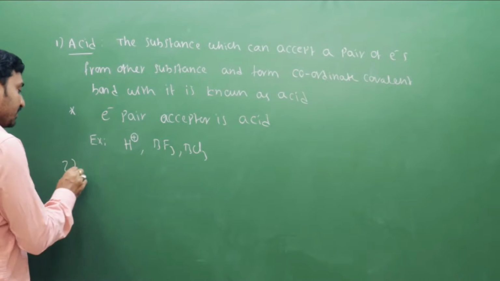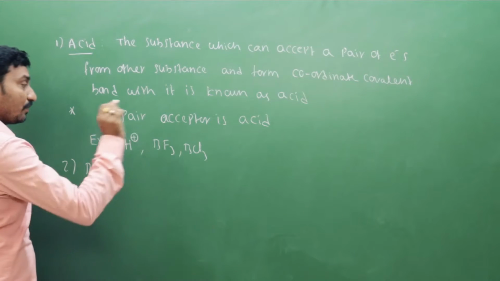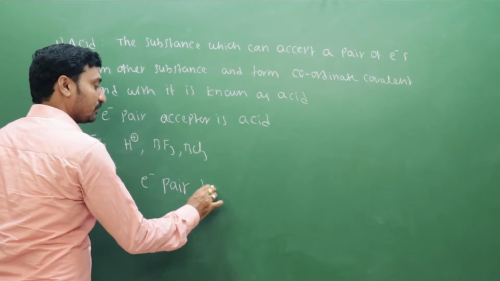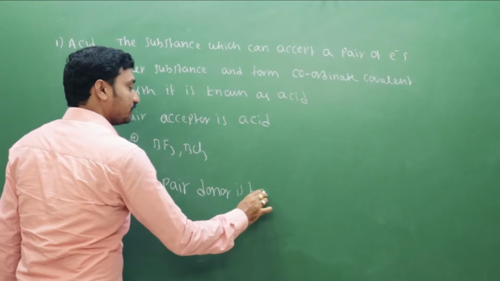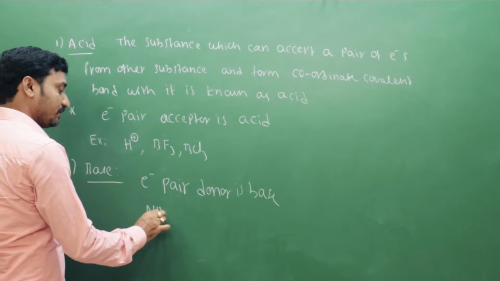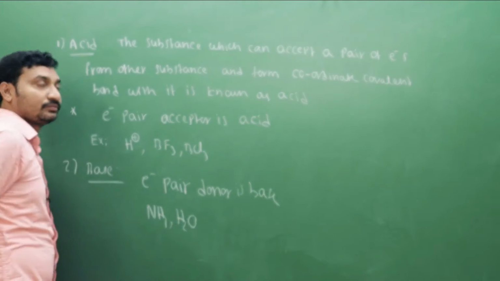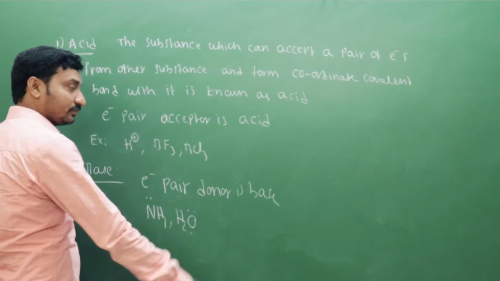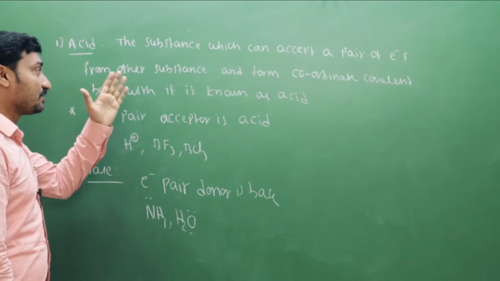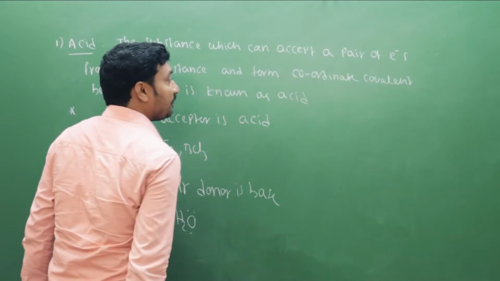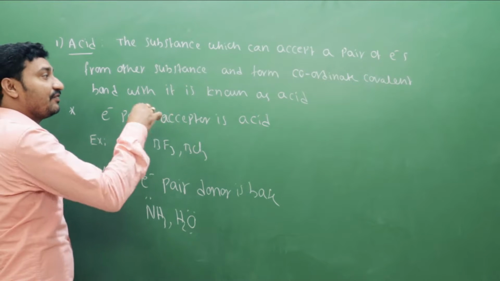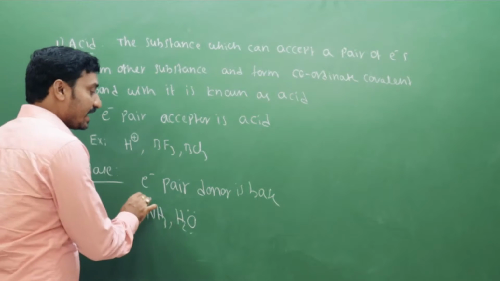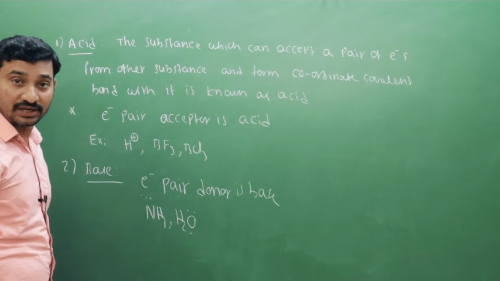Similarly, what is base? Reverse. Electron pair donor is base. Examples: NH3, H2O. According to Lewis theory, the substance which can donate a pair of electrons to the other substance and form a coordinate covalent bond with it is known as base. Simply says electron pair donor is base, right?